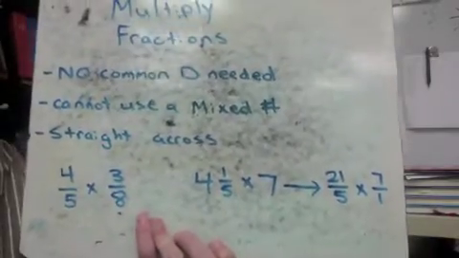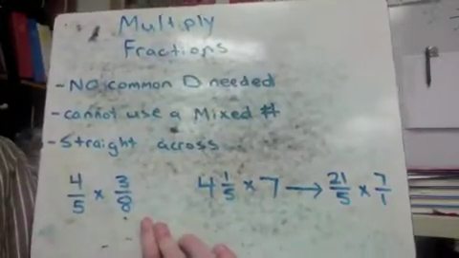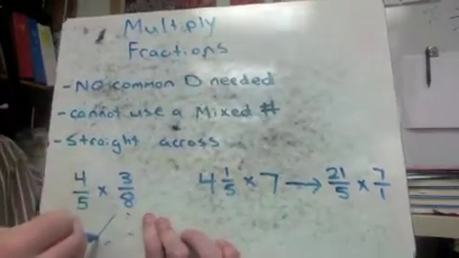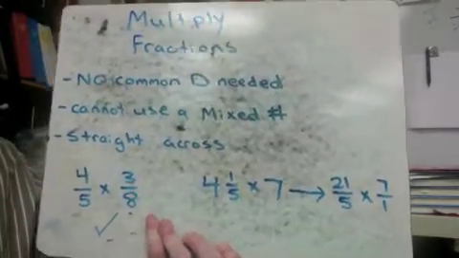Examples I've got for you here. This right here, 4/5 times 3/8, check. This would work out just fine. We could do that without a problem.